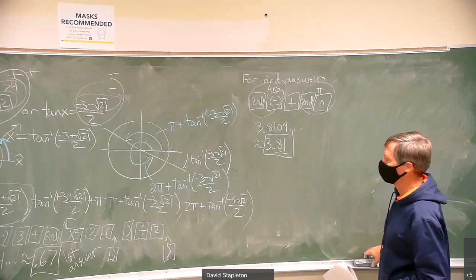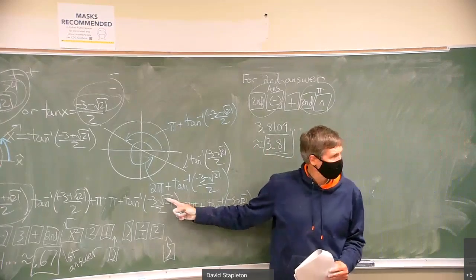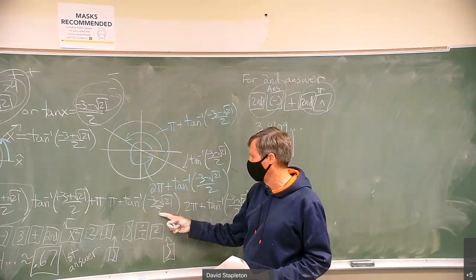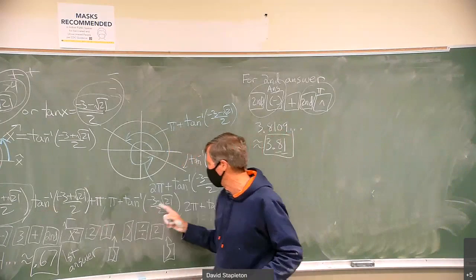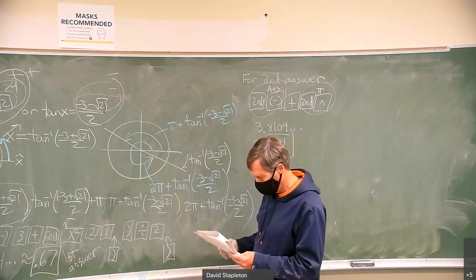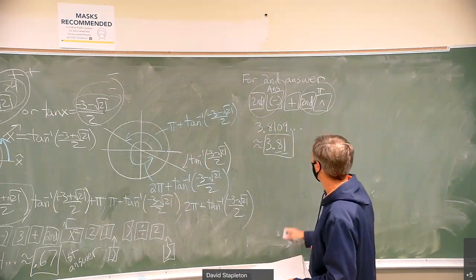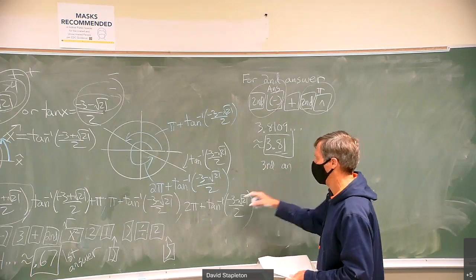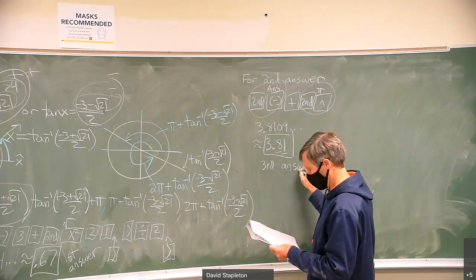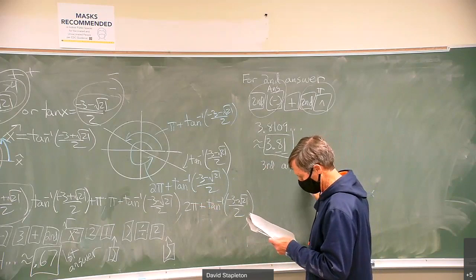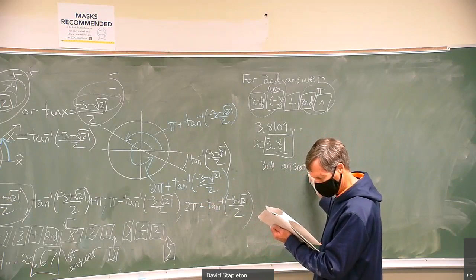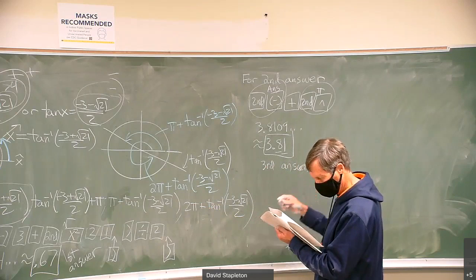Rather than be real detailed about it, let's just say the next one, arctangent of minus 3 minus square root 21 over 2. It's just like calculating this one, just with a minus here. And then what you get is on the back, the third answer, when you take pi plus this number.